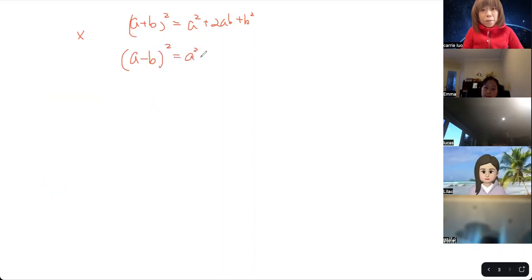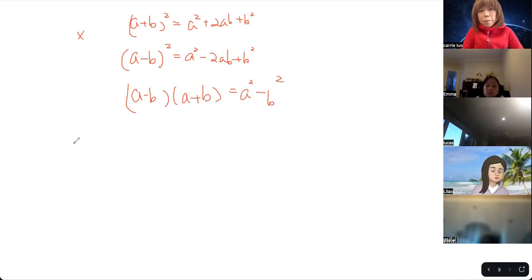Okay, so now let's take a look at this one. Emma, you have known that a plus b squared equals a squared plus 2ab plus b squared, right? So now we have a minus b squared equals what? Equals a squared minus 2ab plus b squared. Now let me tell you one thing: there's another one, a minus b times a plus b equals a squared minus b squared, right, everybody? Now I give you a couple questions: one, two, three, four.